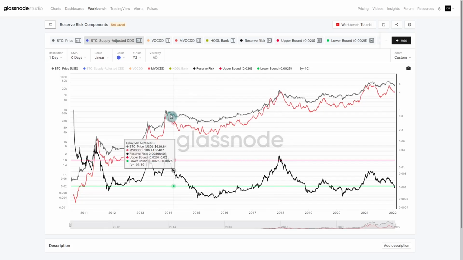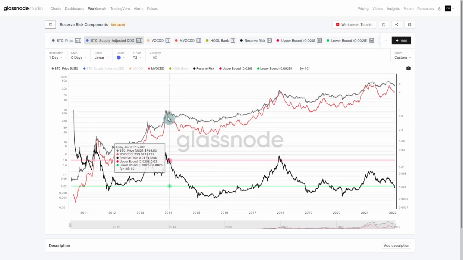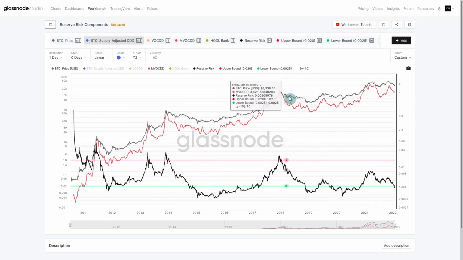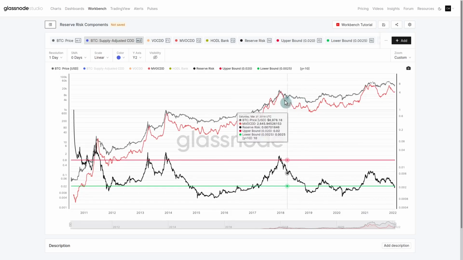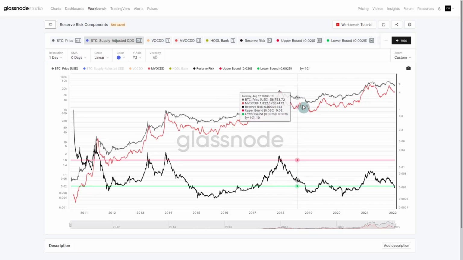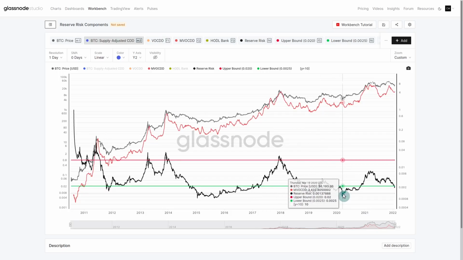And then likewise, during these more bearish periods when the gap between the incentive to sell and the actual selling is much less, even though price trades somewhat sideways on a macro scale, 2018 is a good example, sideways price with a floor at 6,000, but reserve risk is being pulled down. This increasing opportunity cost that hodlers are choosing not to sell is creating this downdraft and pulling reserve risk into this macro low zone.